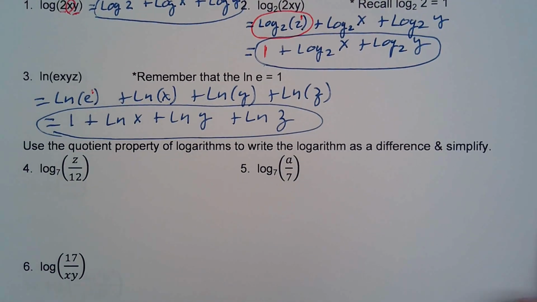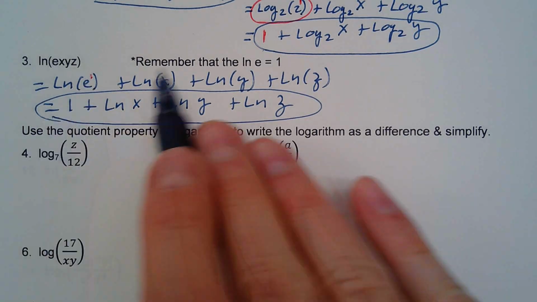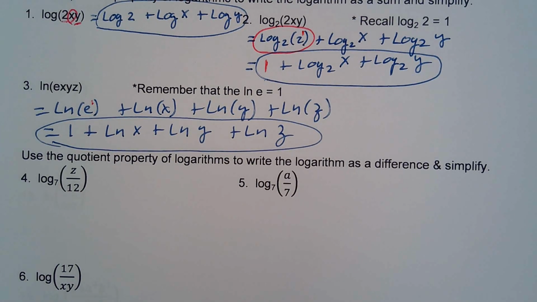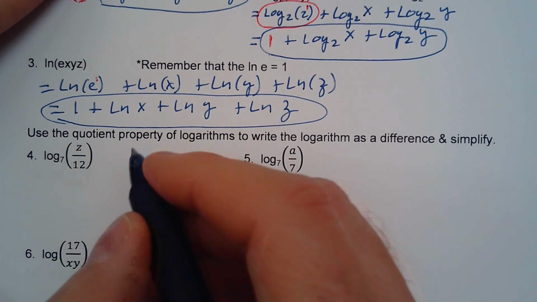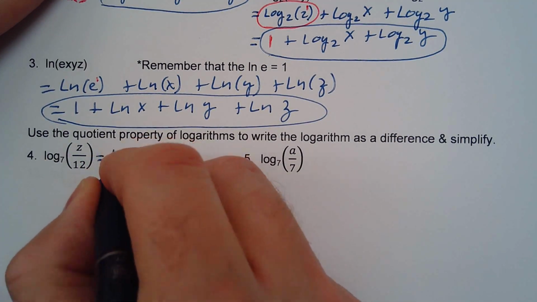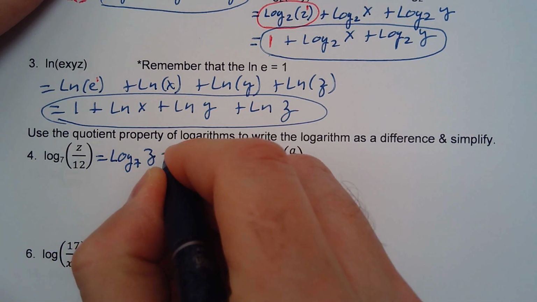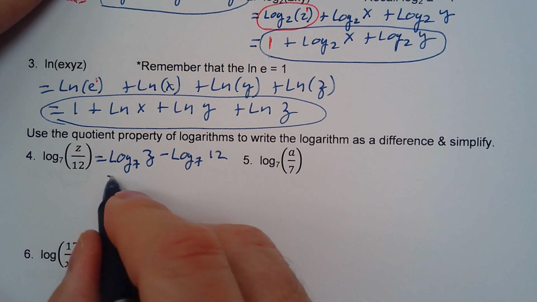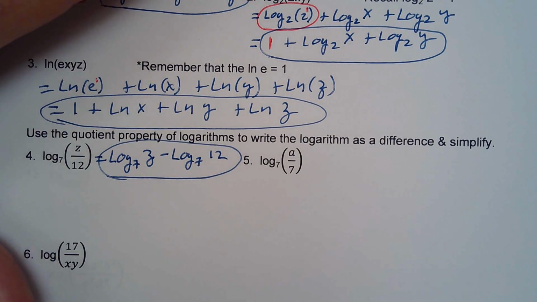Now let's do some examples using the quotient rule. And again, I have to be on the lookout for anything that looks like this or looks like this, because I can simplify that further. So with the quotient rule, it's the log of the numerator minus the log of the denominator. So it'd be log base 7 of z minus log base 7 of 12. Nothing to simplify there, so that's going to be my answer.